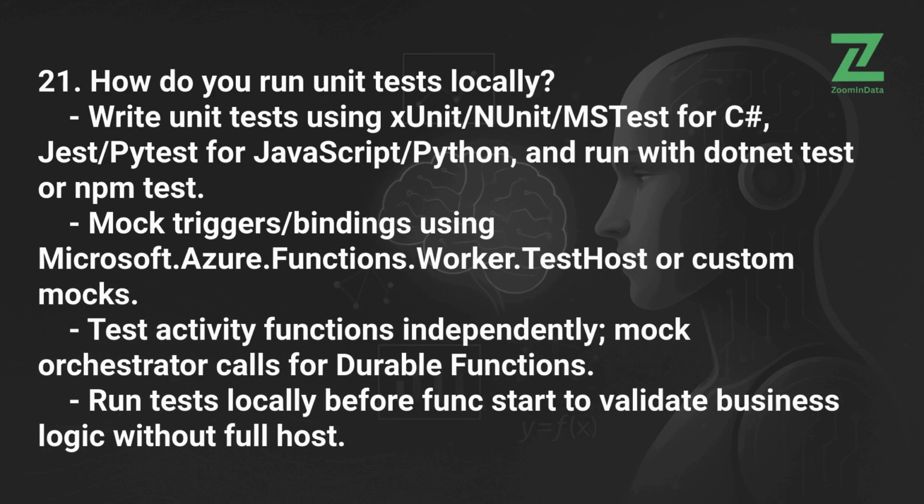21. How do you run unit tests locally? Write unit tests using xUnit, NUnit, MSTest for C#, Jest, pytest for JavaScript, Python, and run with dotnet test or npm test. Mock triggers and bindings using Microsoft.Azure.Functions.Worker.Test Host or custom mocks. Test activity functions independently. Mock orchestrator calls for Durable Functions. Run tests locally before func start to validate business logic without the full host.